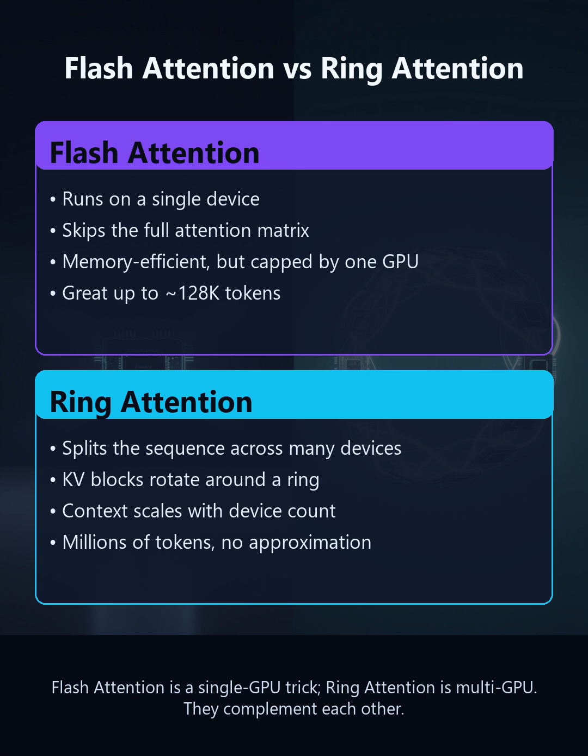It helps to compare ring attention with flash attention because people confuse them. Flash attention is a single device trick. It computes attention without ever building the giant matrix, saving memory on one GPU. Ring attention is a multi-device trick. It spreads one long sequence across many GPUs. They are complements, not rivals. In fact, each device in the ring typically runs flash attention on its own block.